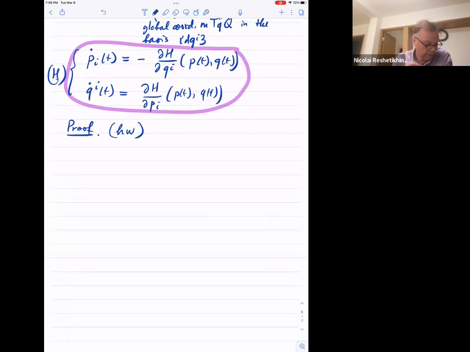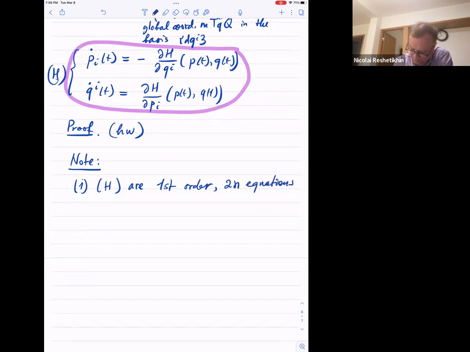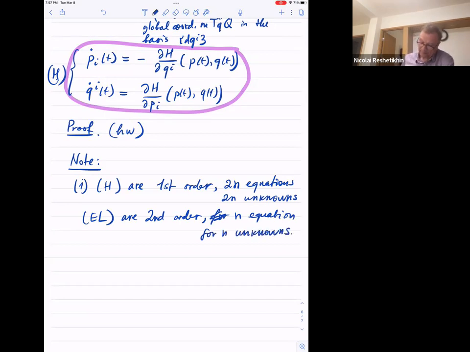So this proof is a homework, but now let's look at the consequences. So first, Hamilton equations are first order equations, and there are 2n equations for 2n unknowns. The right number of equations. Euler-Lagrange equations are second order for n equations, n equations for n unknowns. So what we did is, in a sense, we doubled the number of equations by reducing the order of the equation from the second order to the first order.